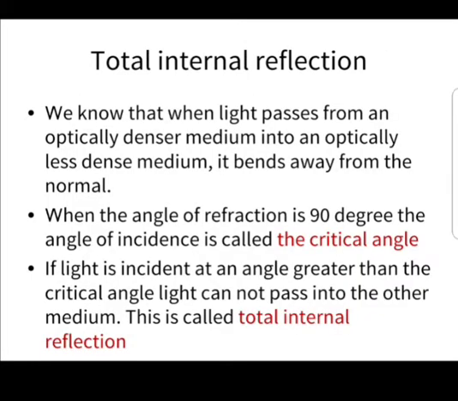Another topic is the total internal reflection. So we know that when light passes from an optically denser medium into an optically less dense medium, it bends away from the normal. So when the angle of refraction is 90 degrees, the angle of incidence is called the critical angle. I'm going to explain this one with the figure that is in the next slide. If light is incident at an angle greater than the critical angle, light cannot pass into the other medium, and this is called the total internal reflection.